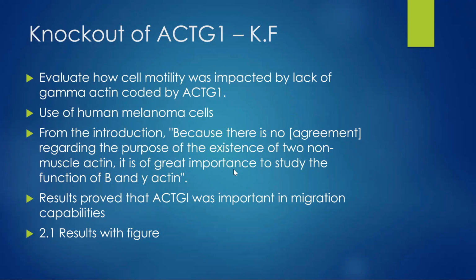They did this by using human melanoma cells. They wanted to use human melanoma cells because melanomas have high plasticity and they grow fast, which makes them easier to study.